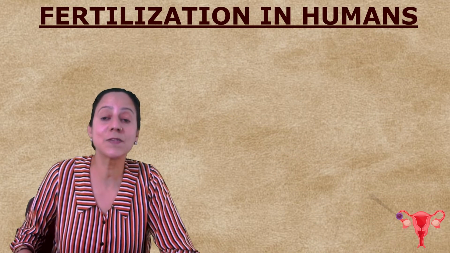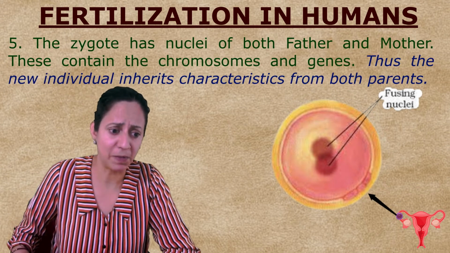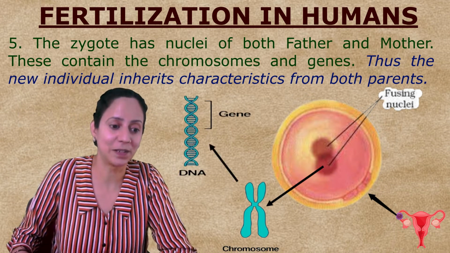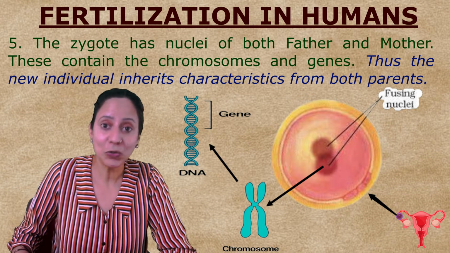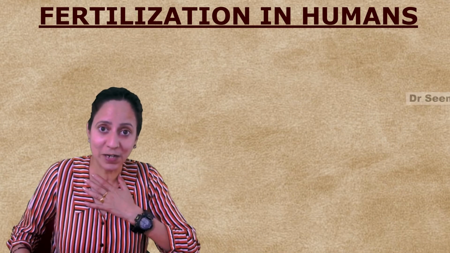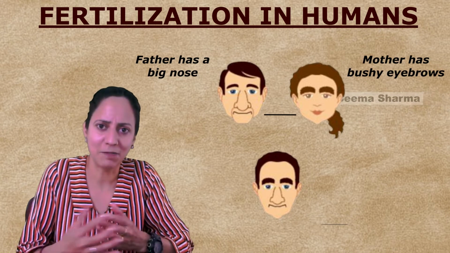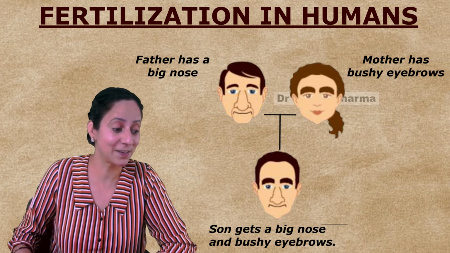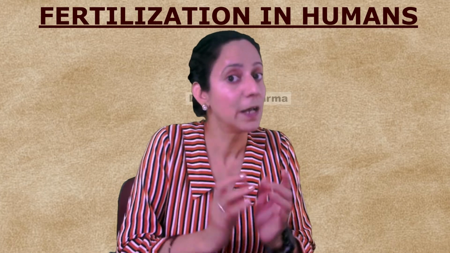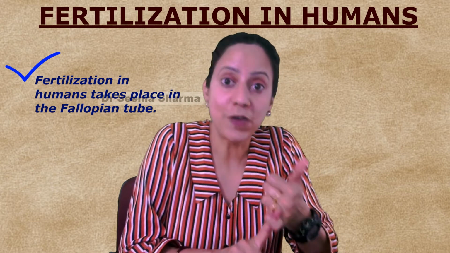This zygote has nuclei of both father and mother, or you can say male and female, and they contain the chromosomes. Chromosomes have genes on them, so that is why the new individual inherits characters from both mother and father. We are also the end product of sexual reproduction, and we have inherited a few features from our father, a few features from our mother, and this is the reason. So this was about fertilization in human beings. Here you have learned that fertilization takes place in the oviduct or fallopian tube.